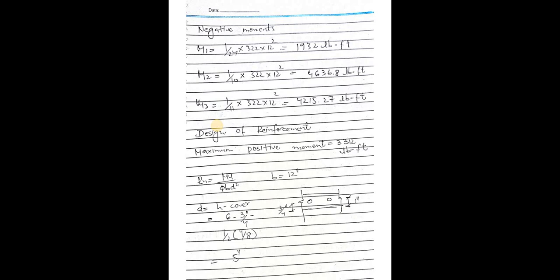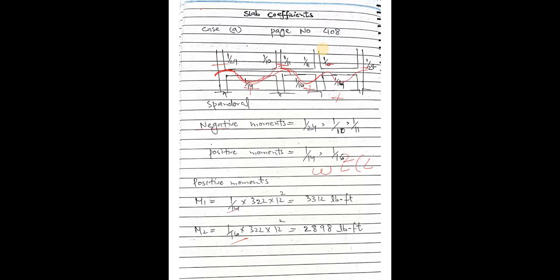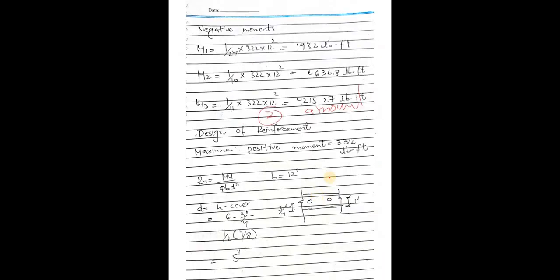After the structural analysis we have to design the structure. Designing the structure means that we have to find the amount of steel, how much steel will be used. For example, we have to design the structure for 5 moments, 1, 2, 3, 4, 5. We start from this one. Our moment is 3312 pound feet.